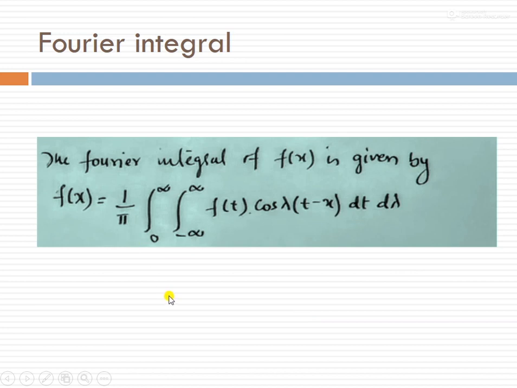Now the other topic is the Fourier integral. The Fourier integral of f(x) is given by f(x) = 1/π ∫ from 0 to infinity ∫ from -infinity to infinity of f(t) cos λ(t - x) dt dλ. This is the Fourier integral of f(x).